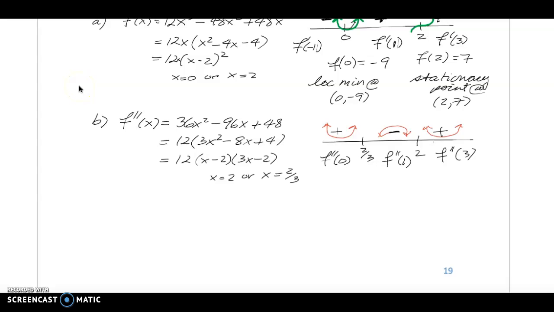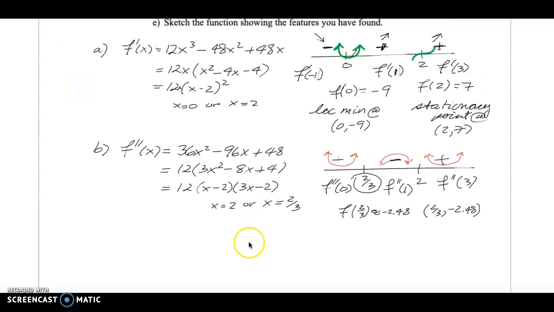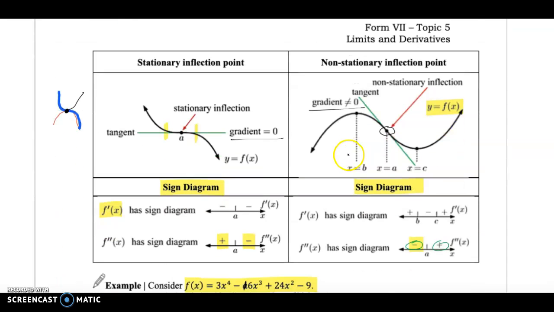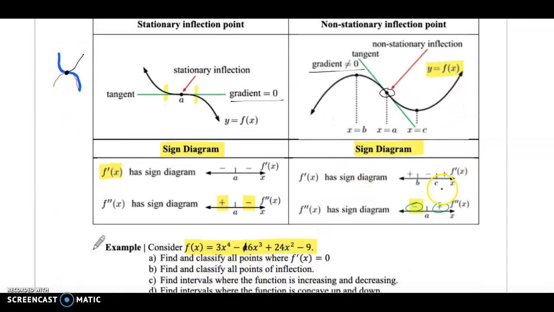Okay, to continue. So one thing that you want to do is then test those points. It's not just test the points, but you want to find out where that stationary point is. And this one, because you can see that this is a positive, negative, this is going to be indicating that it's a non-stationary point. So let's just take a look at this again. How do we know that it's a non-stationary point?